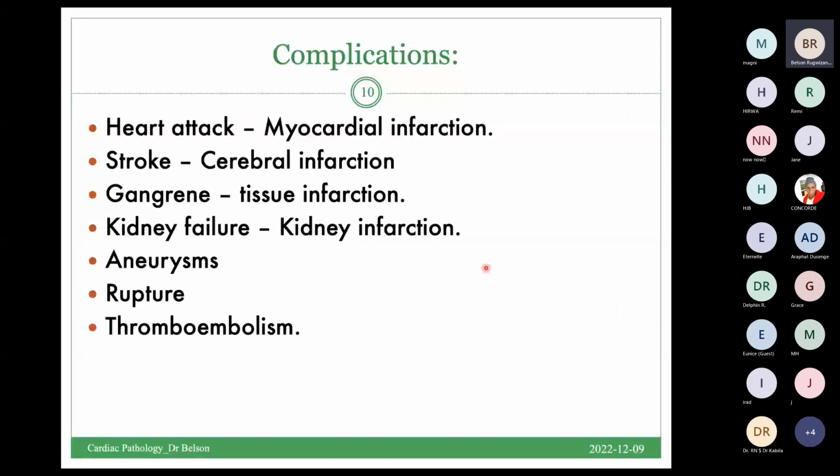So the complications for this atheroma, as I was explaining, in the coronary artery, will be myocardial infarction if we are dealing with the heart. If the atheroma or thrombosis happens in the cerebral arteries, it will cause a stroke. If it is in the peripheral tissues, for example the limbs, lower or upper limbs, or let's say the intestines, it will cause gangrene.